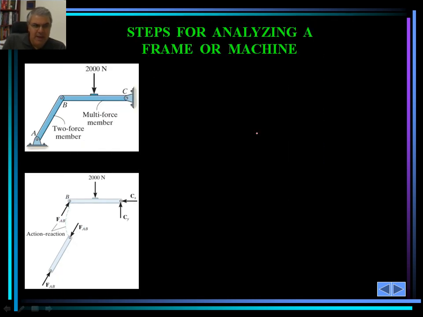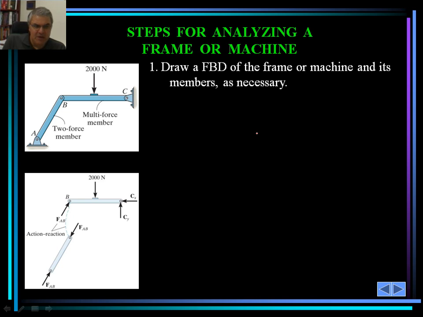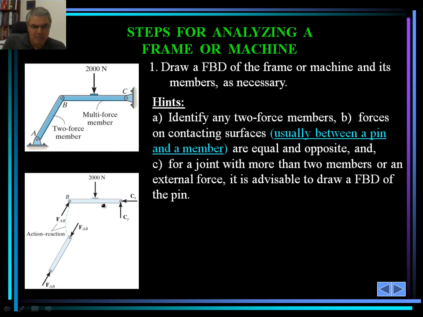How can we analyze a frame or a machine? What are the steps that we need to take for analyzing a frame or machine? An example of a frame is given here. First, we would draw a free body diagram of the frame or machine and its members as necessary. An example is given here in this particular figure. First, we draw a free body diagram and try to digest the machine to the best we can.